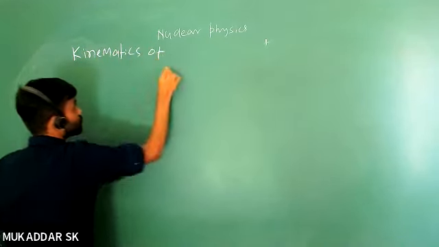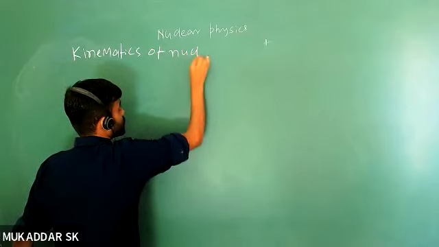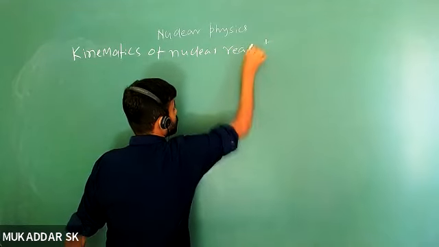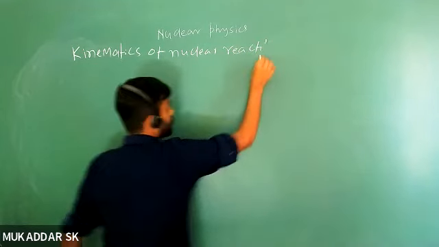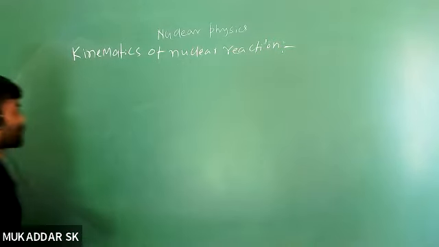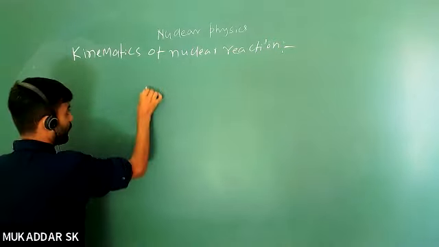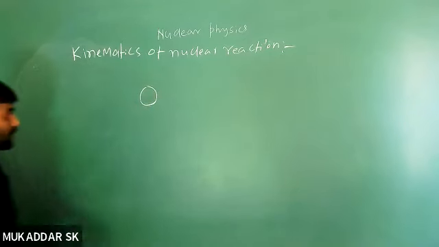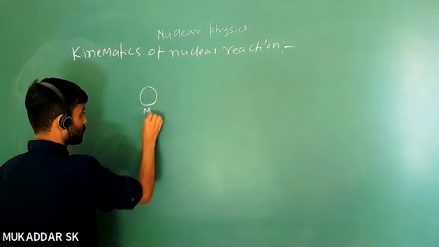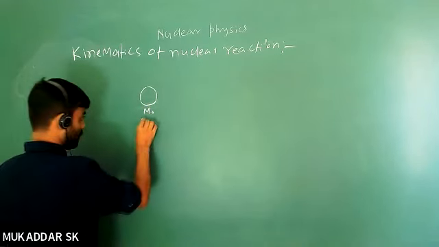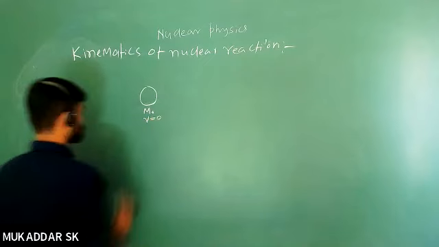Kinematics of nuclear reaction. Okay, suppose you have target nuclei, its mass is m0. It's a very heavy nuclei. Speed is v equals to 0.